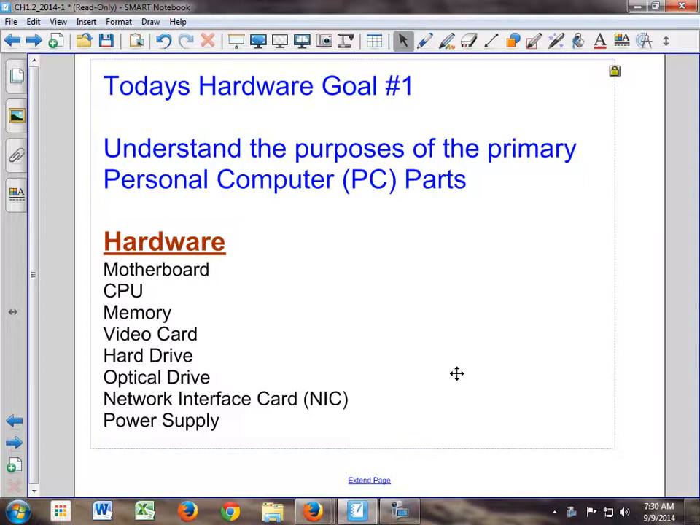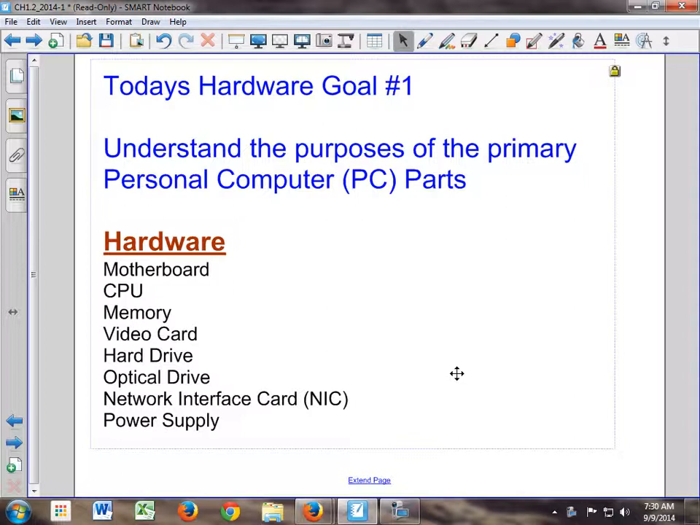Goal today is to understand the primary parts of a PC. We're going to go through all the different parts, and we're going to go way more in depth during the course of the year. We're not going to say everything about the motherboard, just the basics. There's a whole chapter on the motherboard, a whole section on the CPU, a whole section on memory. So all these things we're going to go much deeper into than today.